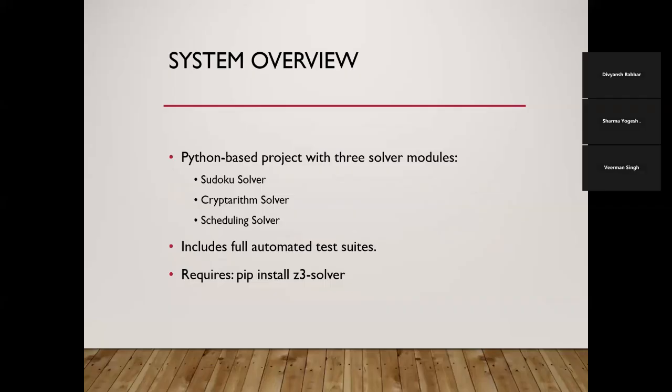So, our system is implemented entirely in Python and it contains three solver modules: Sudoku solver, Cryptarithm solver, and scheduling solver. Each module builds a Z3 model, solves the constraints, prints the solution, and also outputs the runtime so we can evaluate the solution on different inputs. We also included a full automated test suite for validation. The only installation requirement is that you need to have Python on your system and install the Z3 solver using pip install. Now I'm going to give the presentation command to my teammate Veerman, and he's going to go over the next slides.